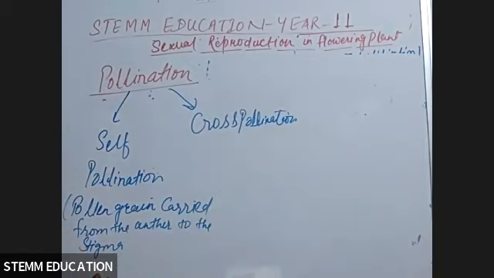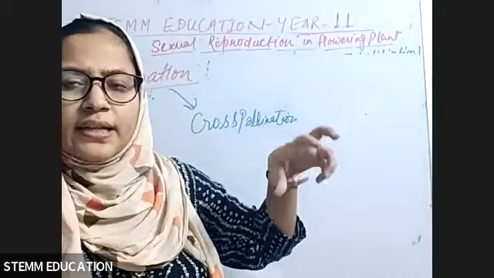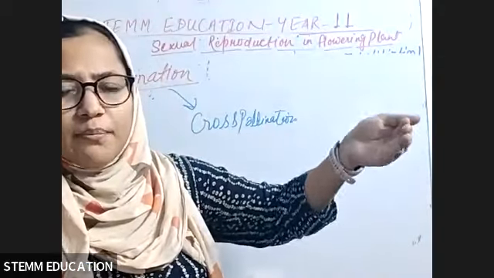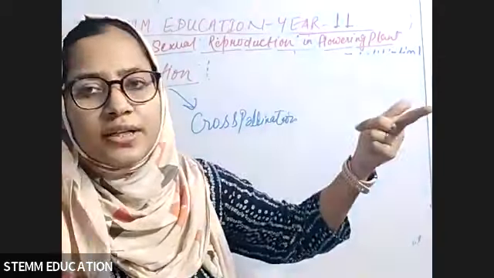Pollen grain is carried from anther to stigma of the same plant, which doesn't mean the same flower. There are so many flowers present on the plant. So it is possible that an insect sits on one flower of that plant, and after that it will sit on another flower of the same plant. The anther will stick on the body of the insect, and when it sits on another flower of the same plant, the pollen will transfer to that flower. That's how pollination happens. That is known as self-pollination.